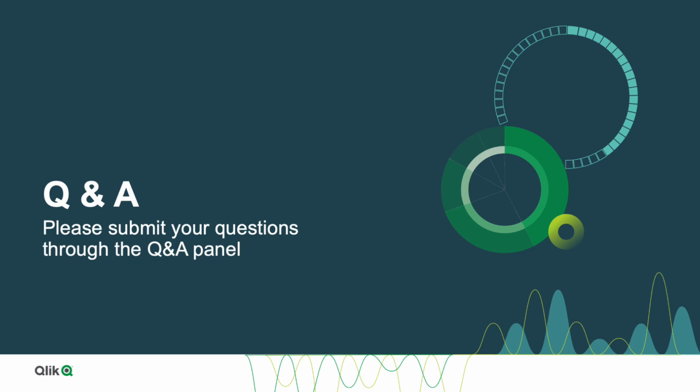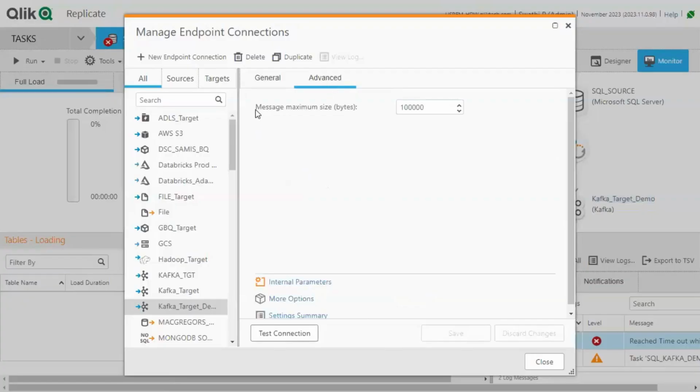We recommend not to cross message size more than 10 MB. If you have many LOB columns, then make sure combining all the columns, the record size shouldn't be more than 10 MB. Because if we go to the advanced, here message maximum size bytes is 10 MB, right? It's always recommended to go with 10 MB because R&D have tested and they came up that 10 MB is the best maximum message size.